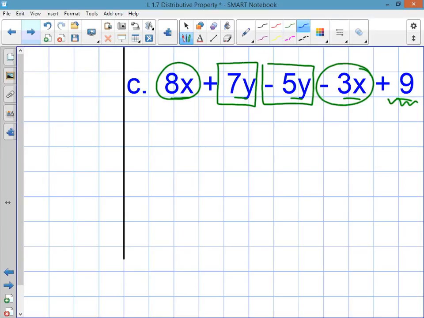Now I can add like terms together. 8x minus 3x is 5x. 7y minus 5y is plus 2y. And then I just add the 9 to the end, and that's my answer.